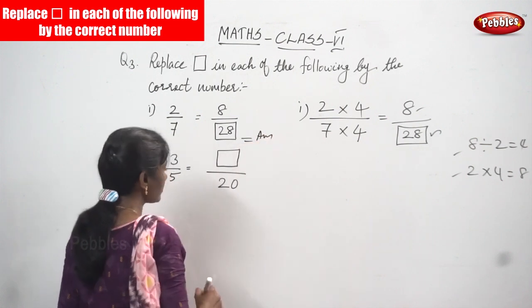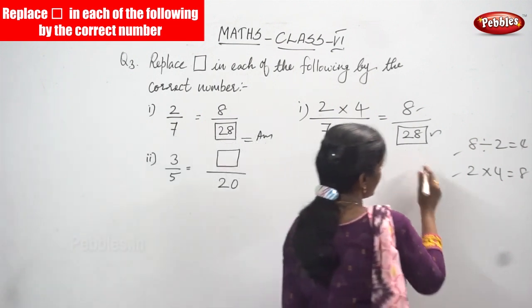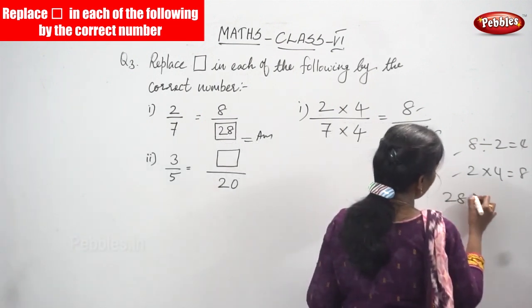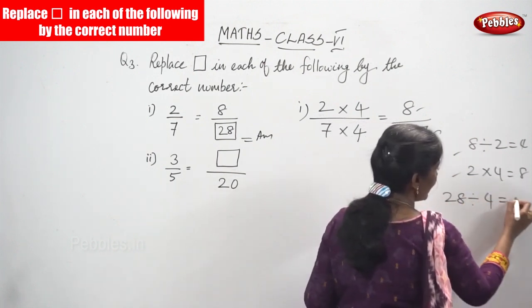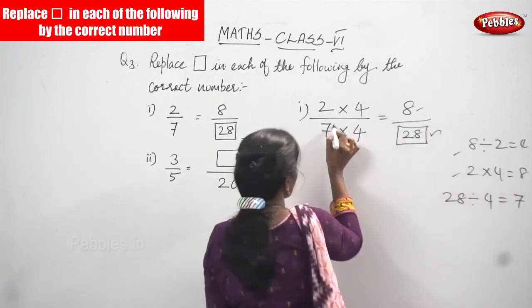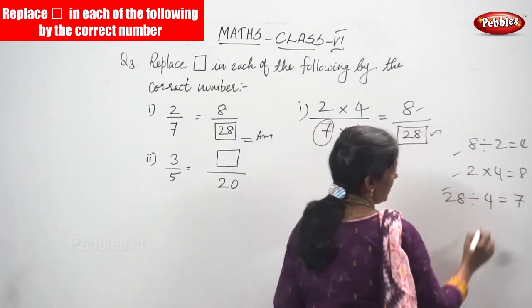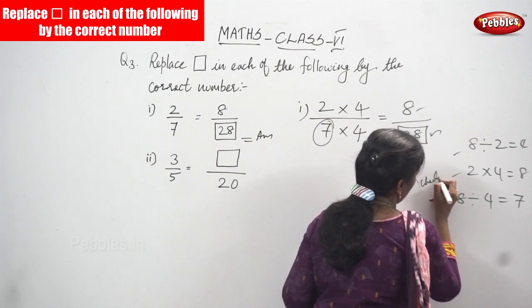Even for the answer, what is the denominator? 28. So 28 divided by 4, what do you get? You get 7, the original denominator. So this is the check method.